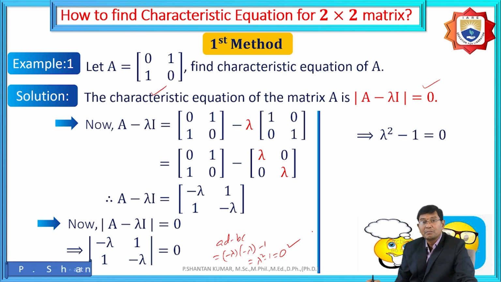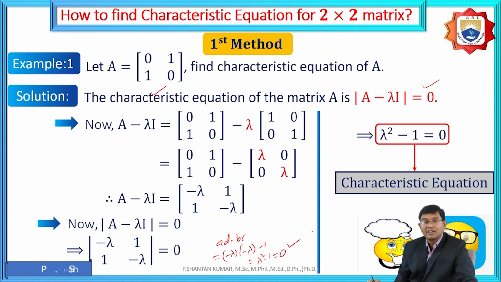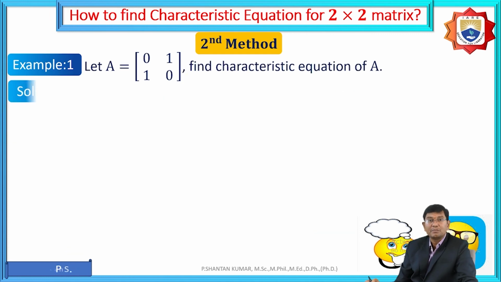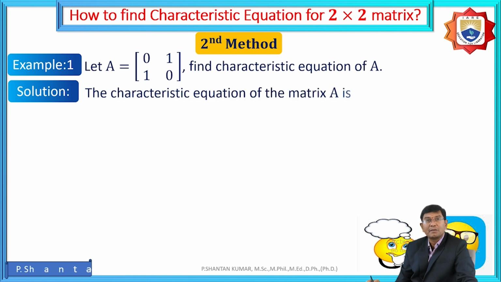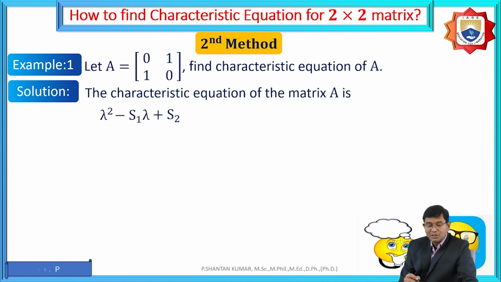is lambda square minus s1 lambda plus s2 is equal to 0. While we are doing the comparison, here we have lambda square minus s1 lambda plus s2 is equal to 0. As we know, it is lambda square, so we simply replace the lambda square as it is.